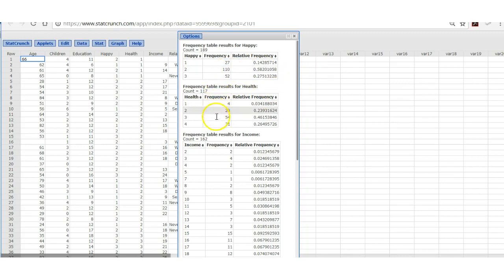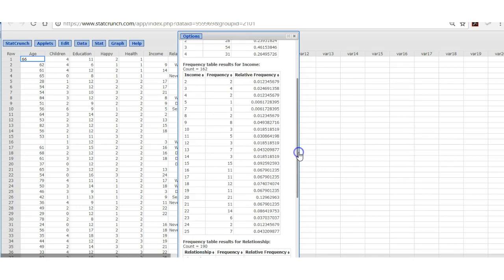We can see the same thing for the health variable. Looking at the frequencies, we can see how many answered number 3. That was the highest frequency. The lowest frequency was number 1. And over here we can look at the relative frequencies, or we can think about those as percentages.